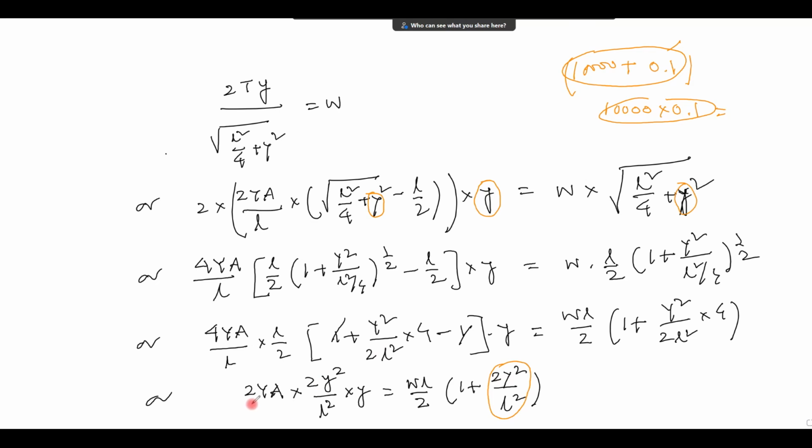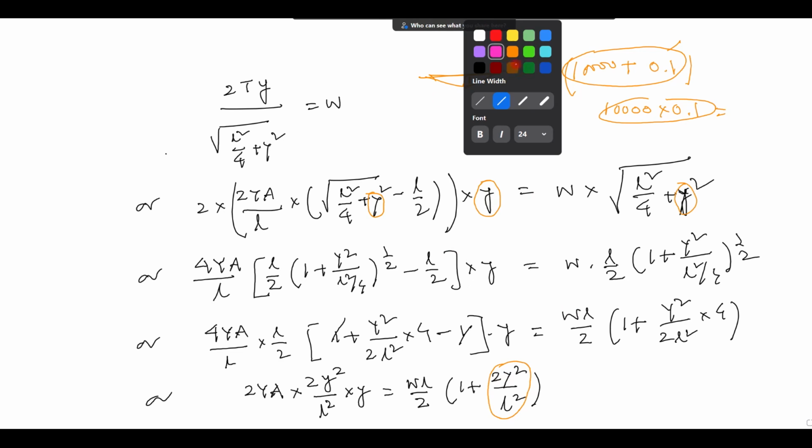Now apply this here. On the left hand side you are having all in multiplication form, while on the right hand side 2y square by L square. Why? Because the depression of the midpoint is definitely very small, and that small number is divided by L square. What is L? The whole length of the wire. So L square is quite big when compared to y square. Okay, so we'll ignore this part.